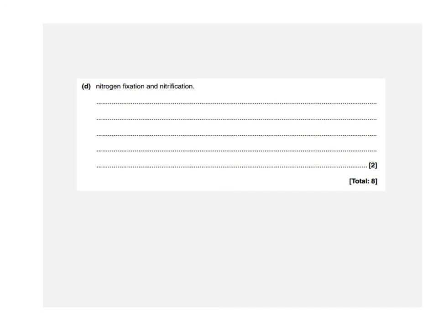Explain the differences between nitrogen fixation and nitrification. And I know it says a total of 8, but we've only done 6 of those marks.